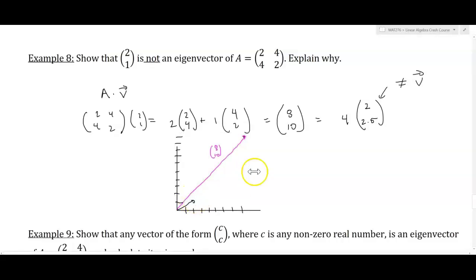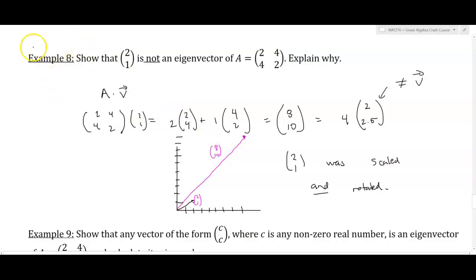Whoops. Well, you get the idea here. And this vector here, 2, 1, we didn't, in fact, just scale it. The vector 2, 1 was scaled and rotated. And by definition, an eigenvector is one that only gets scaled.